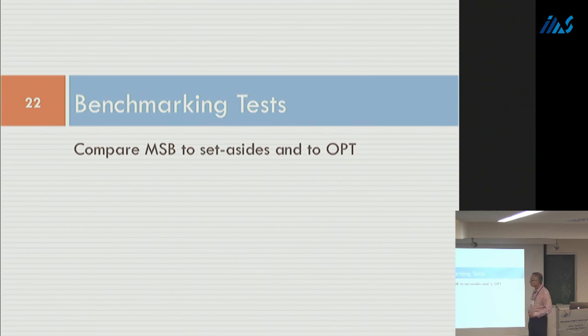Okay. So the last piece of this, so that's how we get to this design. And the last piece of this is to ask how it performs. What I want to do is compare the modified second bid auction to two other standards. The one I want to compare it to is set-asides. How much better does it do than just randomly setting something aside?